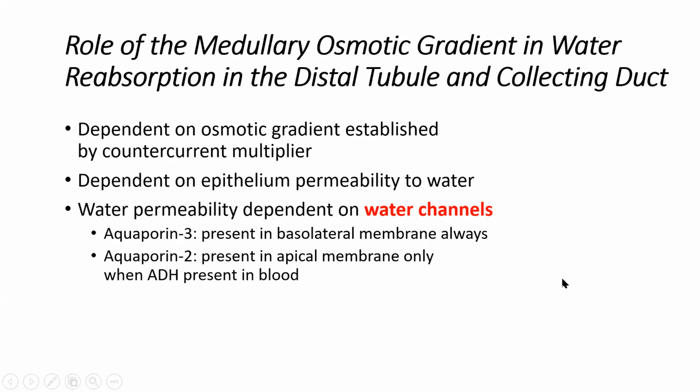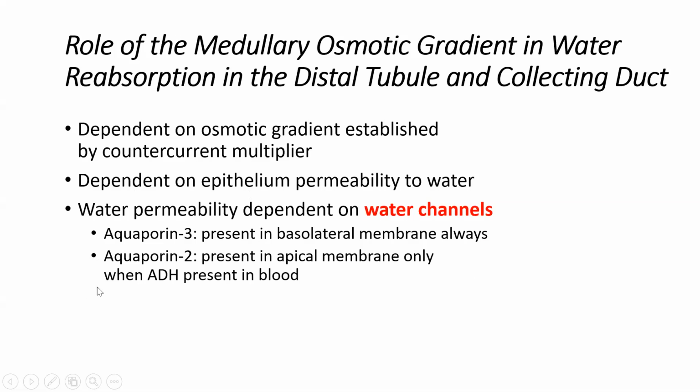So the role of the medullary osmotic gradient is to facilitate that water reabsorption, not only in the loop of Henle, but it's also going to facilitate water reabsorption in the other distal parts of the tubule. So the distal convoluted tubule and the collecting duct. And this is going to depend on two things. One, the permeability of the epithelium to water, and then whether or not we've got water channels inserted in that membrane. Okay, so basically we cannot freely move water across our distal tubules.